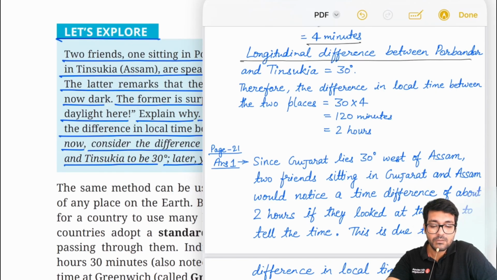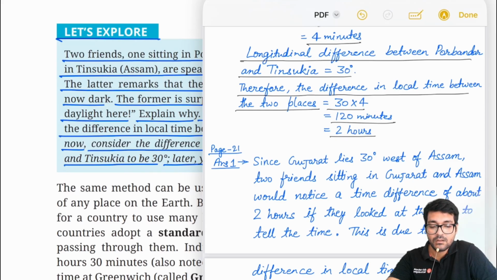Longitudinal difference between Porbandar and Tinsukia is equal to 30 degrees. Therefore, the difference in local time between the two places is equal to 30 into 4 is equal to 120 minutes is equal to 2 hours. There is another way of thinking. 15 degrees is covered in 1 hour. Then 30 degrees rotation will be covered in 2 hours.